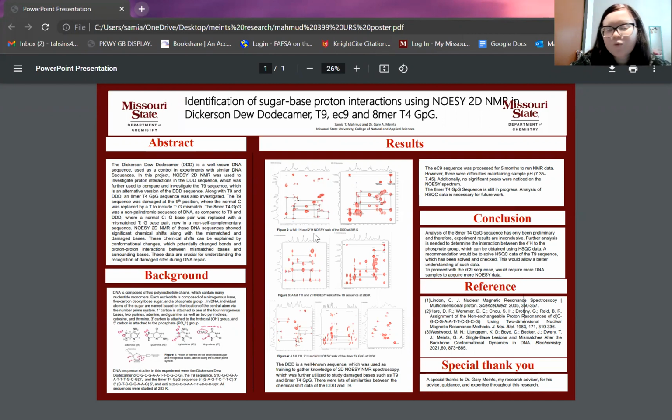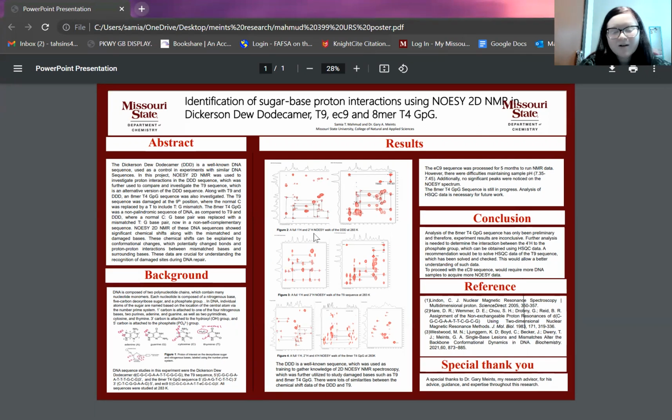My research project was identification of sugar-base proton interaction using NOESY two-dimensional NMR in Dickerson dodecamer, T9, Atheno C9, and 8-MAR-T for GPG sequences. The goal here was to understand DNA from a structural perspective so that we can see how conformational changes occur when there is a damaged base pair in a specific sequence of DNA, so that we can use that knowledge to our advantage to understand how these specific damage sites get recognized during DNA repair.